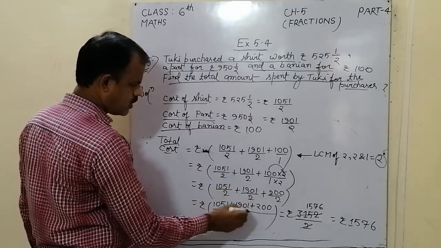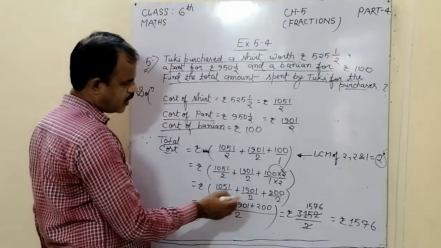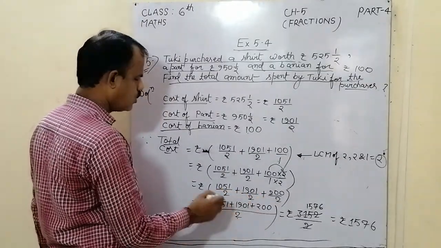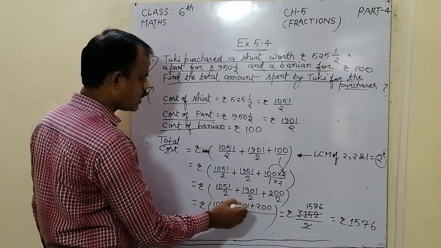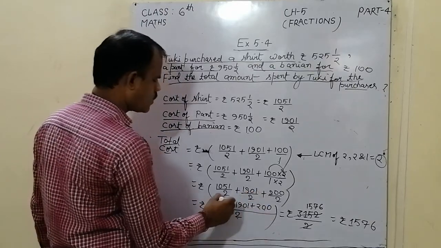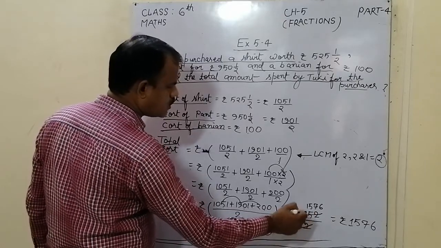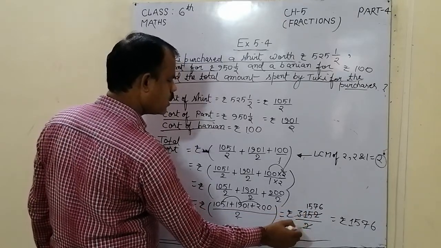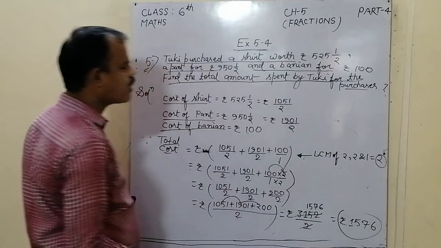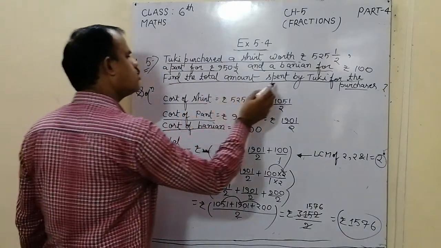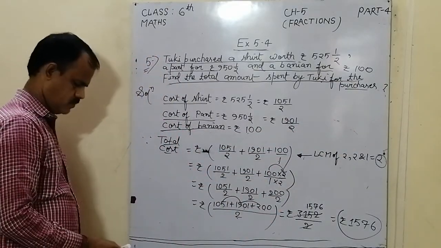Now take LCM of denominators, because all these fractions are like fractions. So 2, 2, 2 LCM 2, write the numerator in the numerator place, that is 1051 plus 1901 plus 200. After adding all these three, it becomes 3152 by 2. We have to divide this by the table of 2, so it becomes 1576. So rupees 1576 is the amount spent by Tuki for the purchases, and this is the final answer.